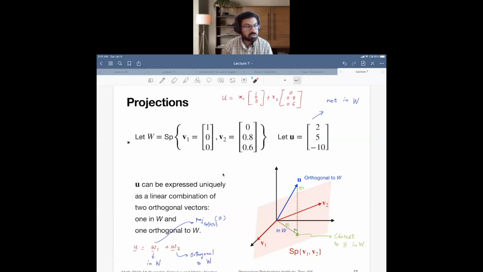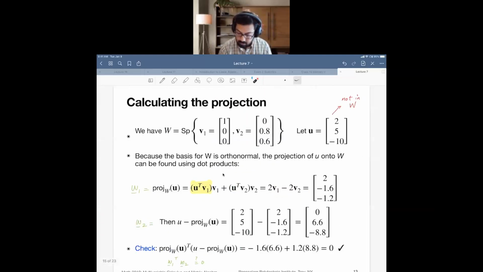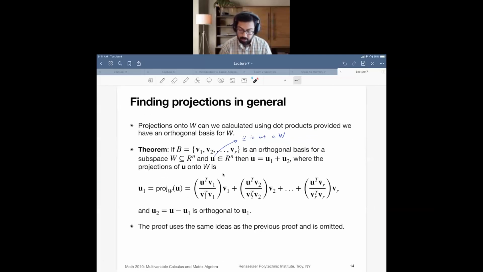One is in the plane, one is orthogonal to that plane. The plane is the span of V1 and V2. All right, let's come back here. Okay, so the proof follows the same ideas as the previous proof. So we are not going to do the proof again. All you need to do is find the projections.